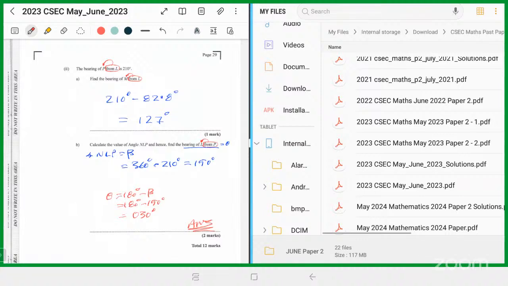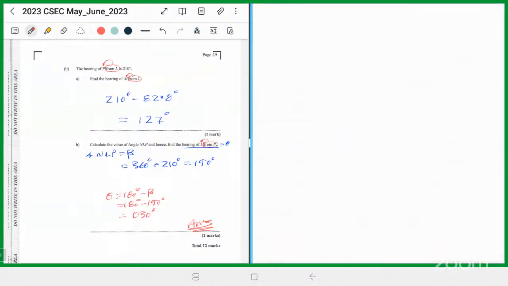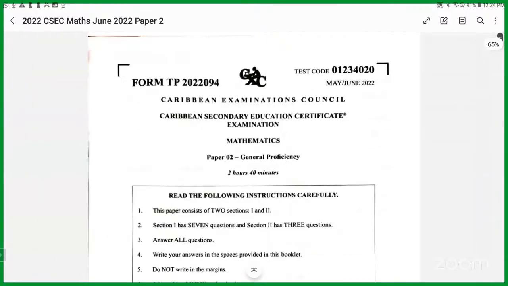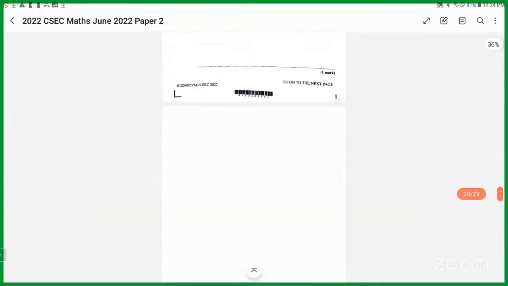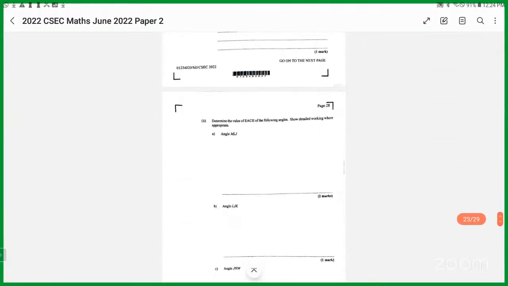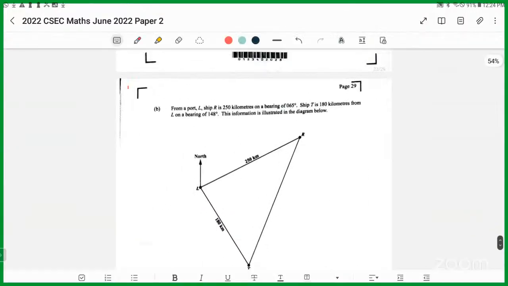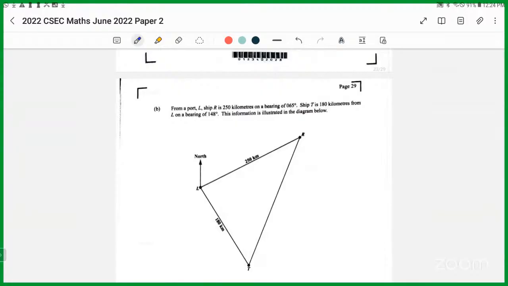Let's look at 2022. Again, we're looking to do number... Let's see what they said. Alright, here's another bearings question. We're doing some good practice today on bearings. We still have to do elevation practice. Most times there is a bearings question in section 2. Alright, let's look at this one now.